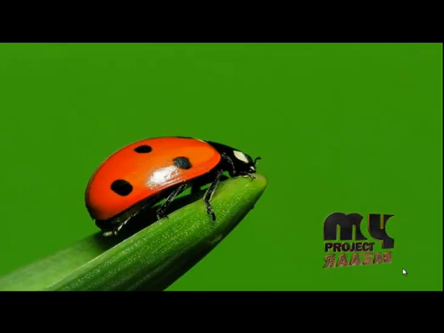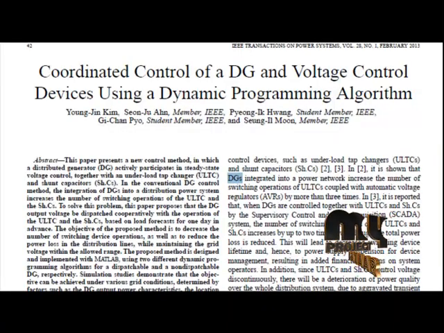I am going to discuss the coordinated control of a DG and voltage control devices using a dynamic programming algorithm. Now I am going to explain the concept of this process. Using the dynamic programming algorithm, we have to reduce the power loss.